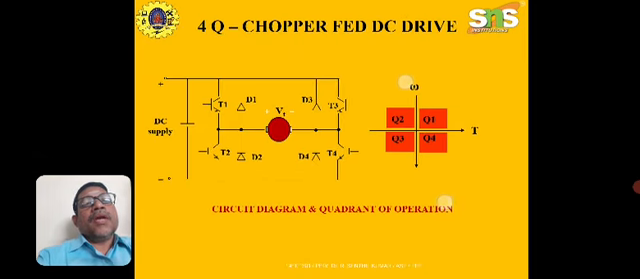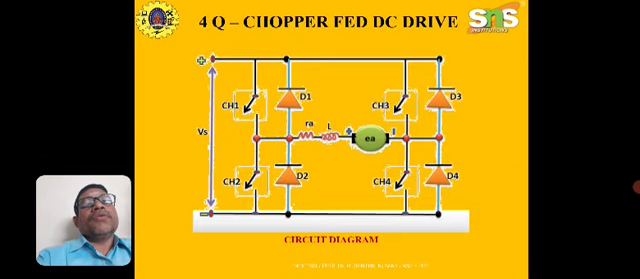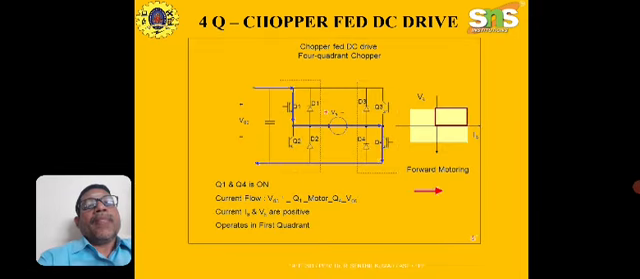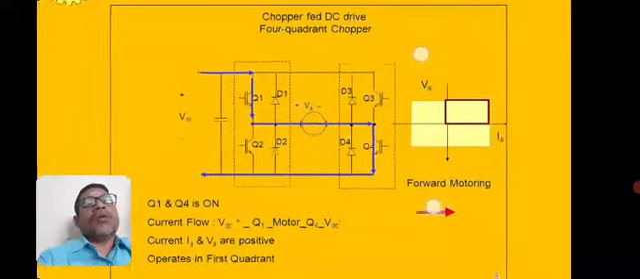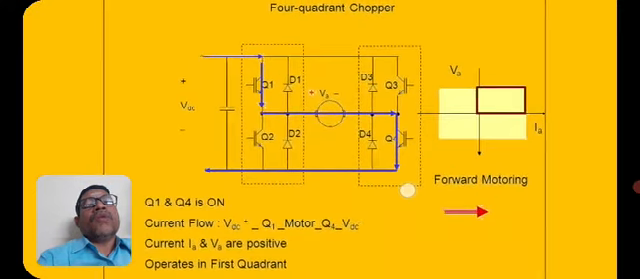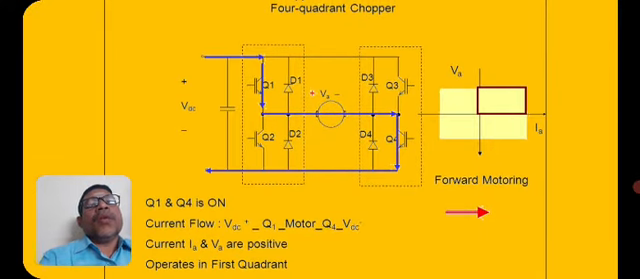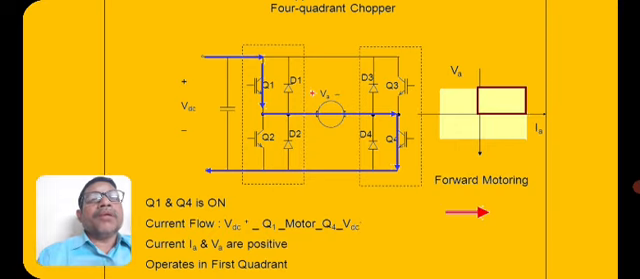The circuit is again shown in terms of switches. CH1, CH2, CH3 and CH4 are the transistor switches. And this is the circuit diagram for the first quadrant operation, quadrant number 1. For the first quadrant, the transistors Q1 and Q4 are turned on. Therefore, the direction of supply is mentioned in blue color.